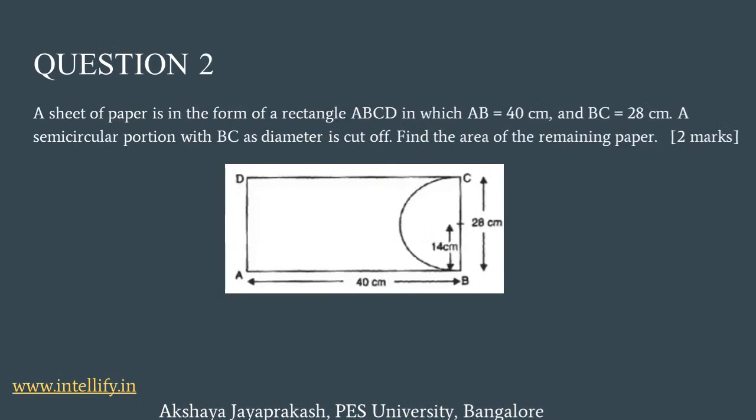Question 2. A sheet of paper is in the form of rectangle ABCD in which AB is equal to 40 cm, BC is equal to 28 cm. A semicircular portion with BC as diameter is cut off. Find the area of the remaining part.